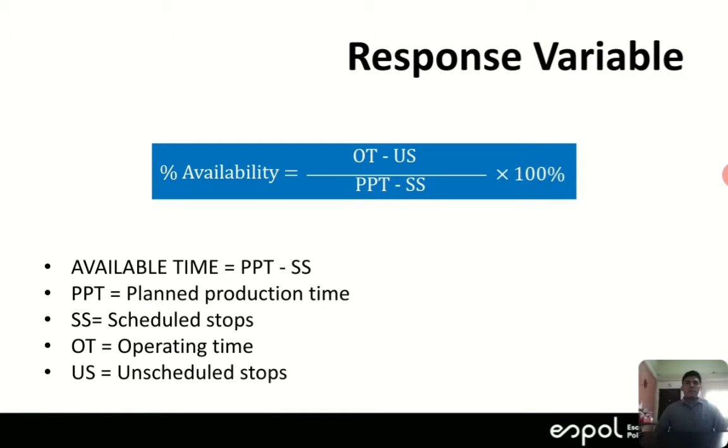The response variable relates the times that we are studying. In this case, it will be the times of scheduled stop, planned production time, and operating time, which, by decreasing the scheduled stop, which includes the time of changeover and cleaning, will increase the percentage of availability.